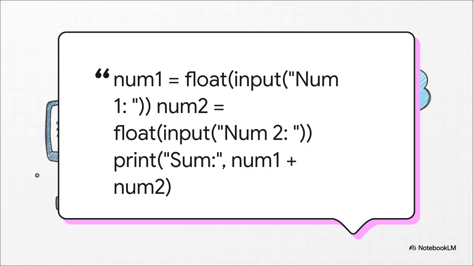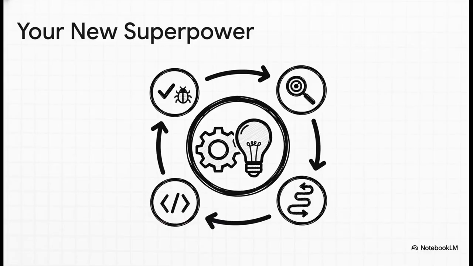Let's look at that first line. The input part asks the user a question and gets their answer. But it gets it as text. We can't do math with text. That's where float comes in. It takes that text and turns it into a number with decimals. We do that for both numbers, store them in our variables, and then the last line simply adds them together and prints the result.